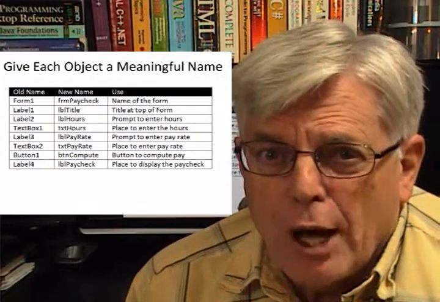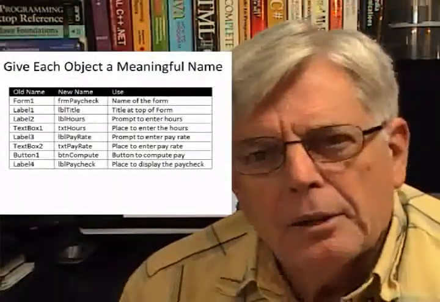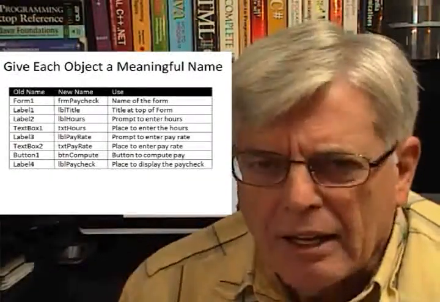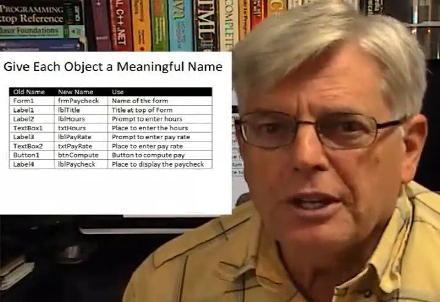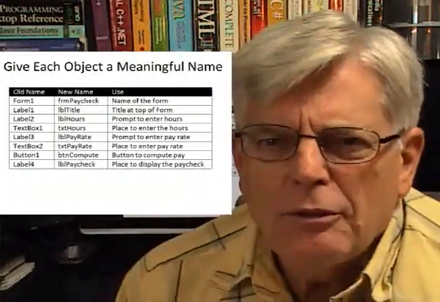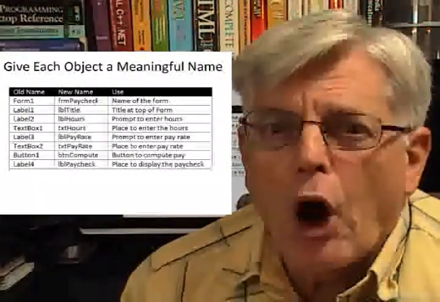We want to give each object a meaningful name. When all these objects are created and placed on the form, Visual Basic just sort of makes up a name like Label 1, Label 2, Label 3, Text Box 1, Text Box 2, Text Box 3, Button 1, Button 2, Button 3. These aren't very meaningful. We'd like to have a name that makes sense for our program.